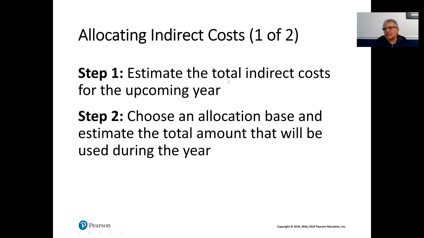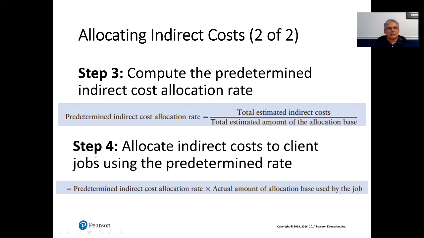We're going to do our estimates at the beginning of the year. Total indirect costs for the coming year, that's the budget process. We're going to come up with a cost allocation base, or what was referred to as a cost driver, and figure out how we're going to allocate those operating expenses to the jobs so that we know exactly what our basis is. And then we'll come up with a predetermined indirect cost allocation rate, similar to what we just did for our manufacturing companies. And the actual amount of allocation base times the rate gives us exactly how we're going to allocate towards the specific jobs.